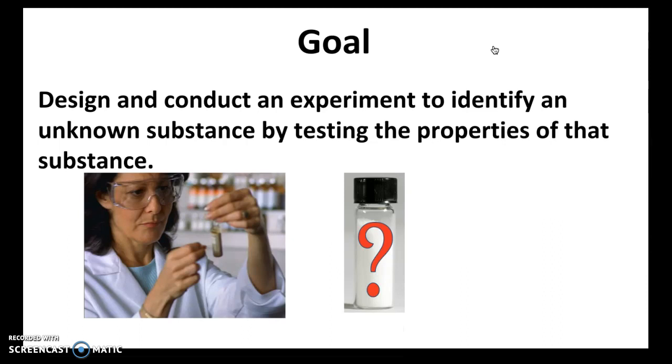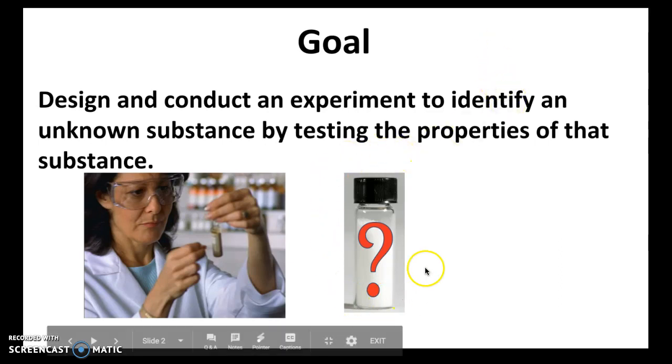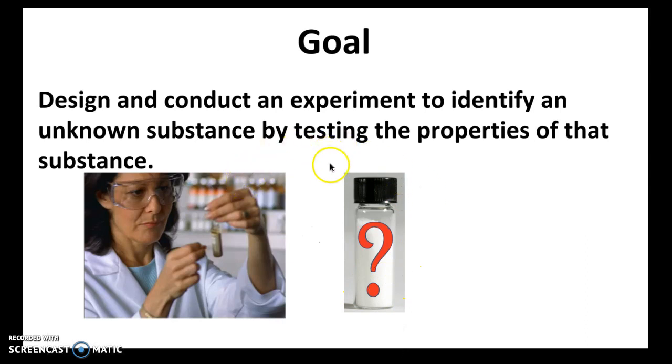The goal of this unit is to design and conduct an experiment to identify an unknown substance by testing the properties of that substance. So that's a lot of words. Essentially, what you'll be given by the end of the unit is an unknown substance. You don't know what's in it. And then you're going to perform a bunch of tests to identify the substance.